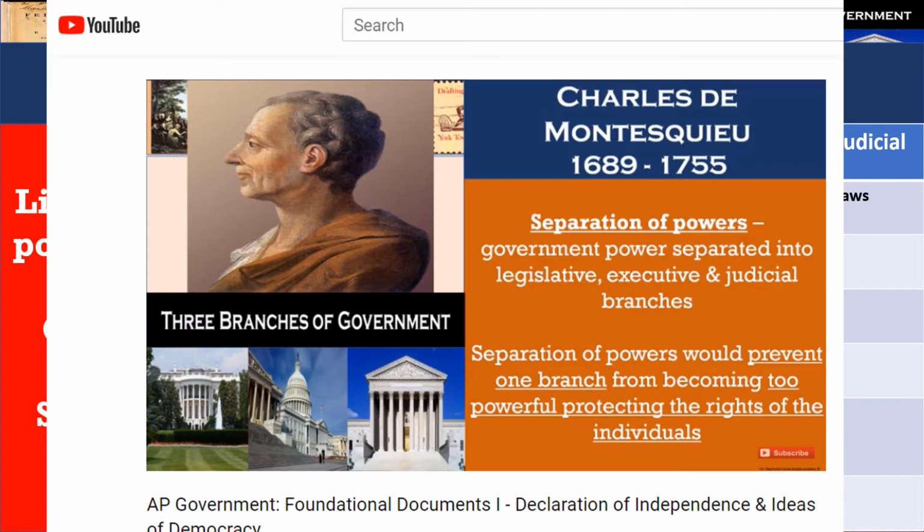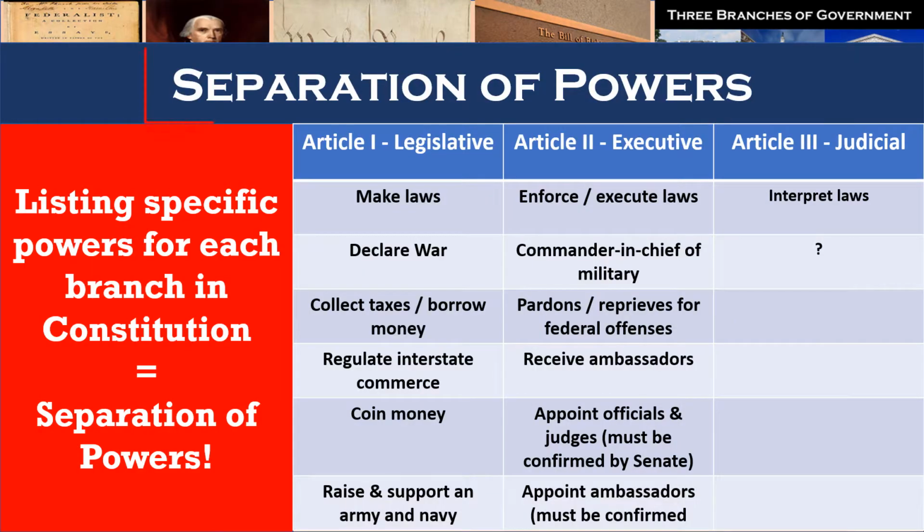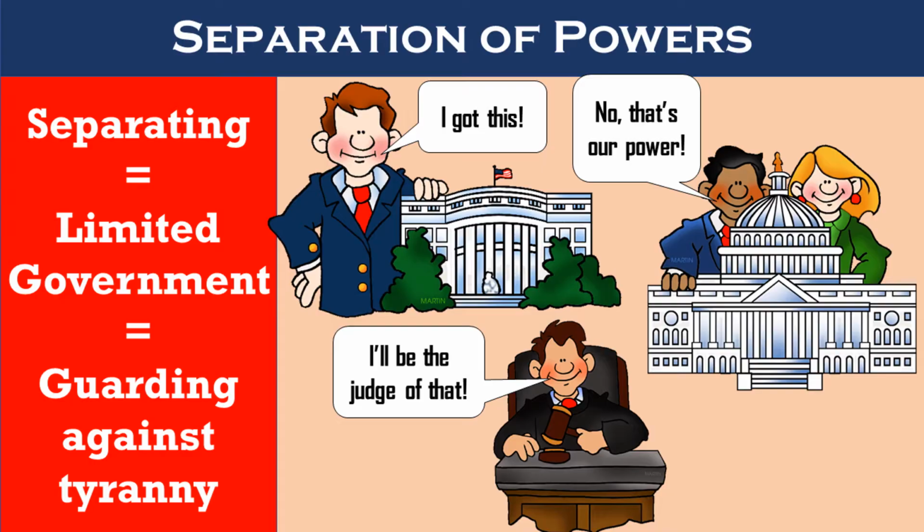We also spoke in a previous lecture about the Enlightenment philosopher Montesquieu, who influenced the constitutional principle of separation of powers into 3 different branches. Your test wants you to know that by listing the powers of the 3 branches in the first 3 articles of the Constitution, the framers were ensuring that no single department would have too much power.